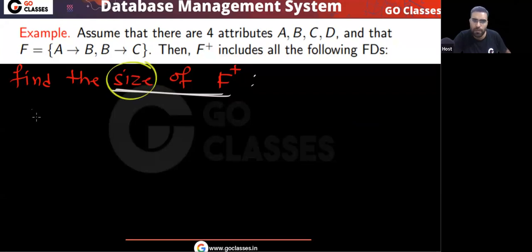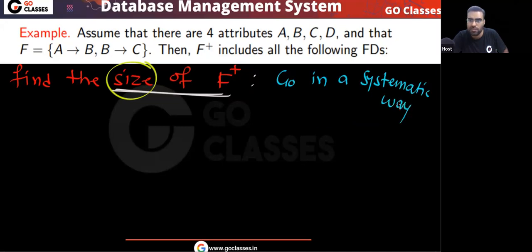So what will I do? I will go in a sequence, very step by step. Go in a sequence, very simple. Go in a systematic way. Is this clear? Go in a systematic way.